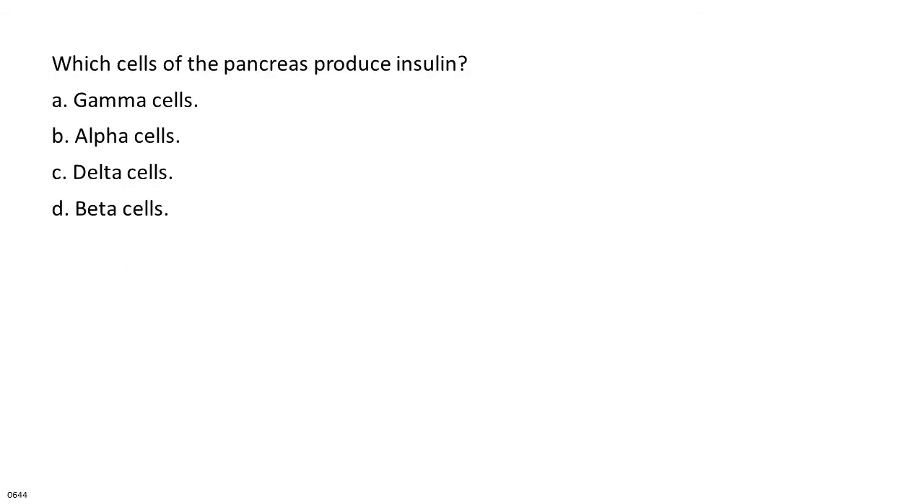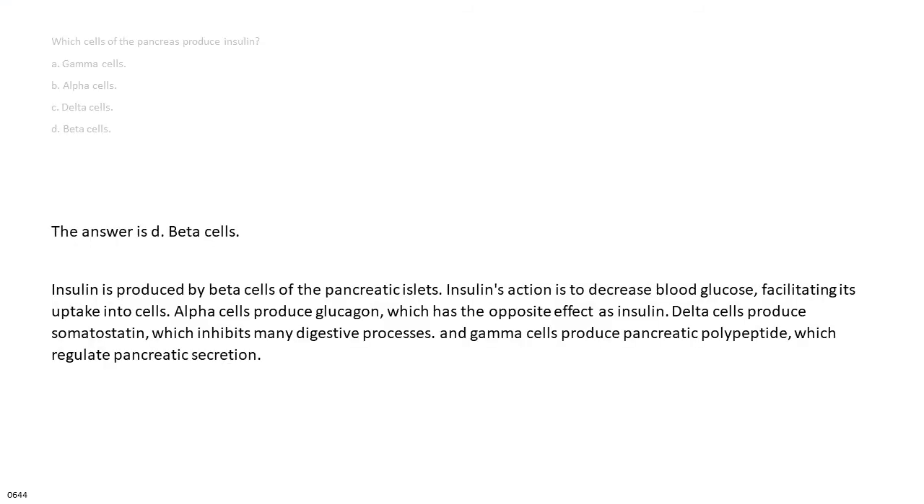Which cells of the pancreas produce insulin? A. Gamma cells. B. Alpha cells. C. Delta cells. D. Beta cells. The answer is D. Beta cells. Insulin is produced by beta cells of the pancreatic islets.